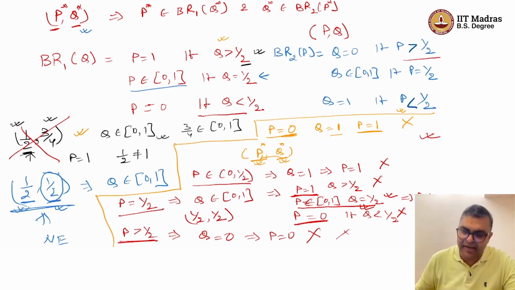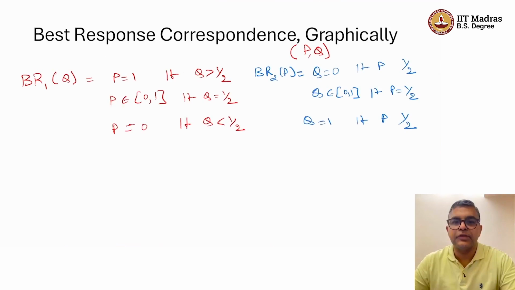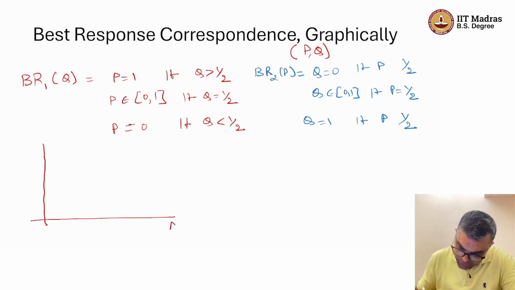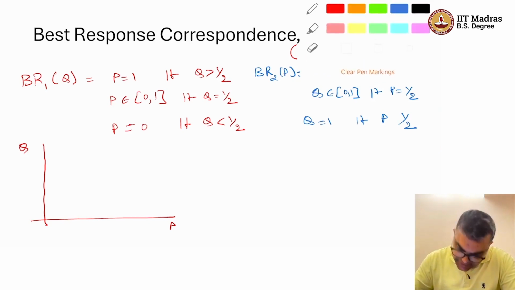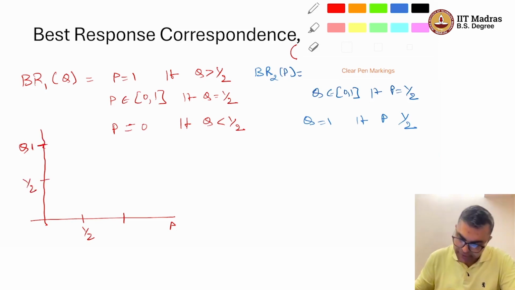But this is again very messy. In the two-player case, we have a distinct advantage. So let us draw the graph. On the x-axis, we can plot P. On the y-axis, we can plot Q. And let us say it could be half, 1. Here, again, this is not to scale, and there is 1.